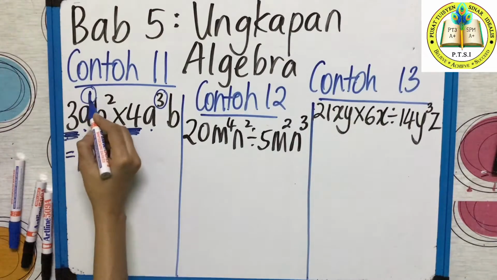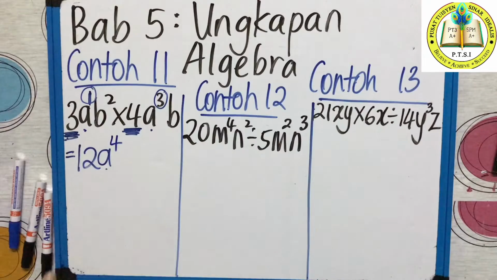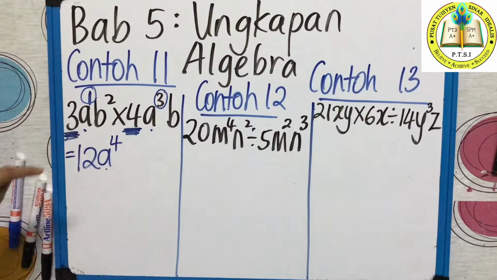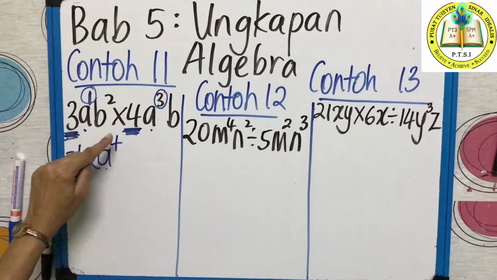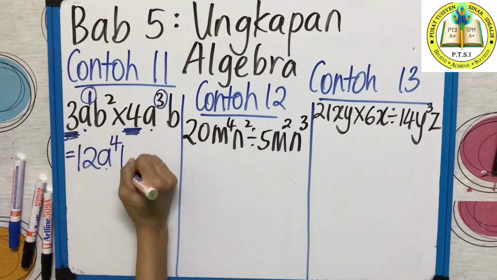Bila kamu darab A kuasa 1 darab A kuasa 3, you will get answer A. Okay. But the 1 and 3 total will become 4. So, jawapan A kuasa 4. So, if got no power, no kuasa, you put there 1. So, A kuasa 1 darab A kuasa 3 sama dengan A kuasa 4. Okay, now we try the B. B, jawapan pun B.